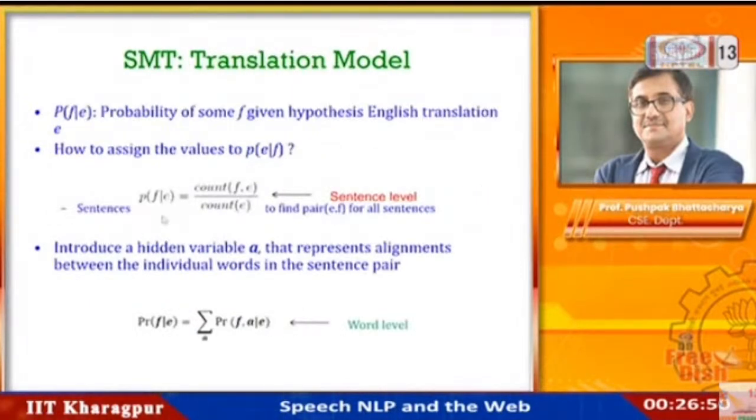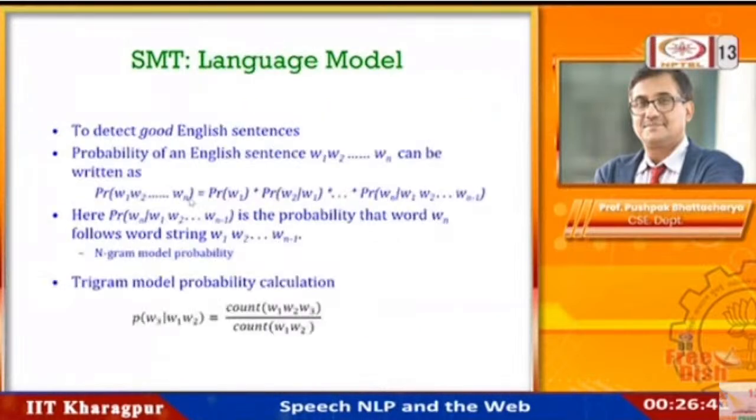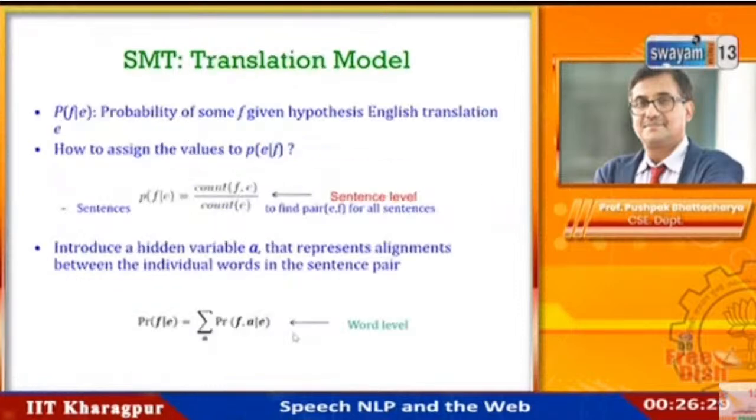Now, how to get the values of probability of E given F, which is computed through P(E) and P(F given E). Now, P(E) we can obtain by means of trigram probabilities, which is equal to count of W1, W2, W3 divided by count of W1, W2. How do I get the likelihood probability of F given E? I can do count of f comma e divided by count of e to find pairs e and f of all languages.